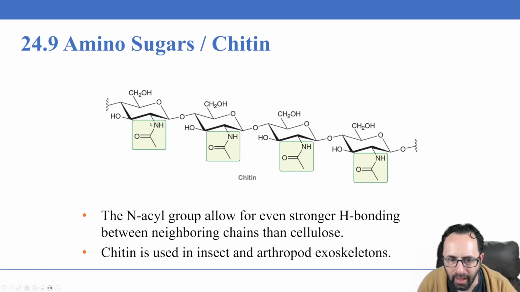So they call this the N-acyl group here. So we have an acyl group, meaning we have the carbon double bond oxygen and another carbon attached. This allows for even stronger hydrogen bonding between the neighboring chains, and so what you get is a very strong and tough structure that is ultimately the exoskeleton in insects and arthropods.